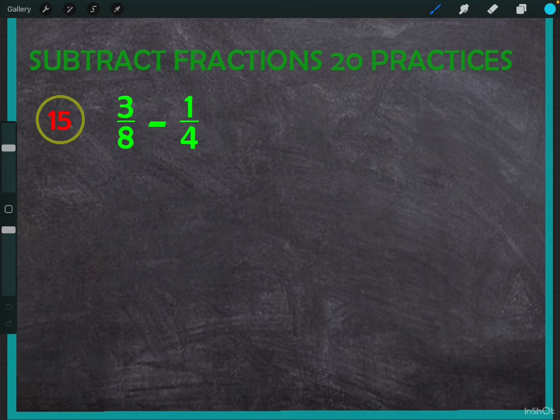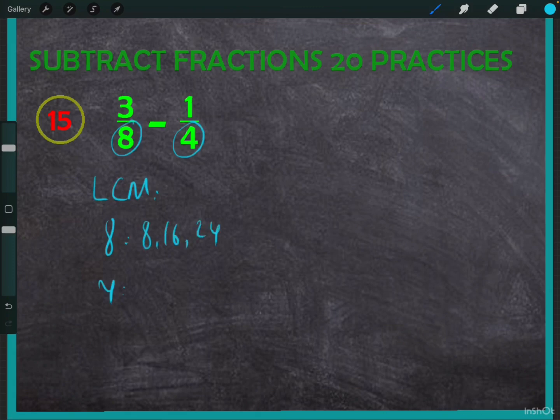Practice number 15, 3 over 8 subtract 1 over 4. These two fractions have different denominators, 8 and 4. So we will go ahead and find the LCM for 8 and 4. The multiples of 8 are 8, 16, 24. For 4, we have 4, 8, 12, etc. We see that 8 is the least common multiple, or the LCM is 8.